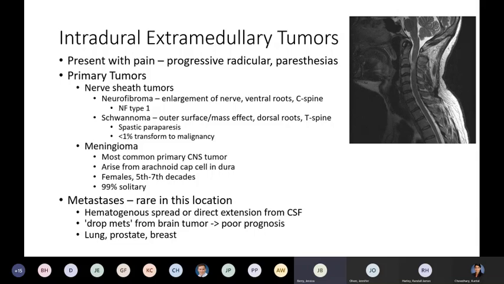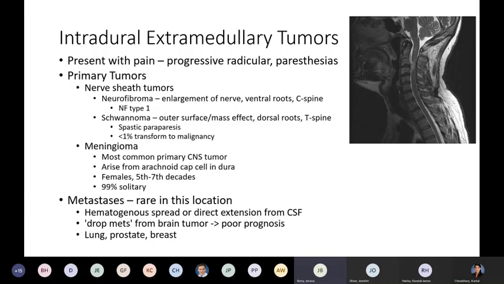Schwannomas occur on the outer surface and create mass effect. They more commonly occur in the dorsal roots and more commonly in the thoracic spine. Patients with schwannoma will typically present with spastic paraparesis. And both of these tumors tend to be non-malignant, with schwannoma about less than 1% transforming to malignancy.